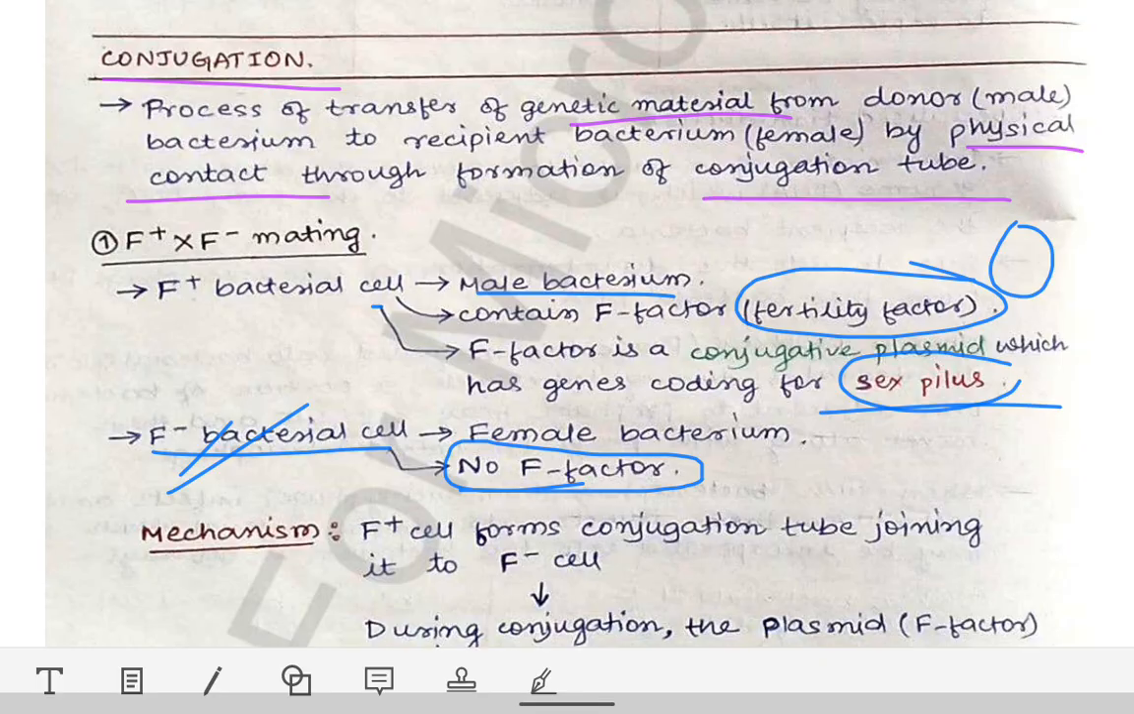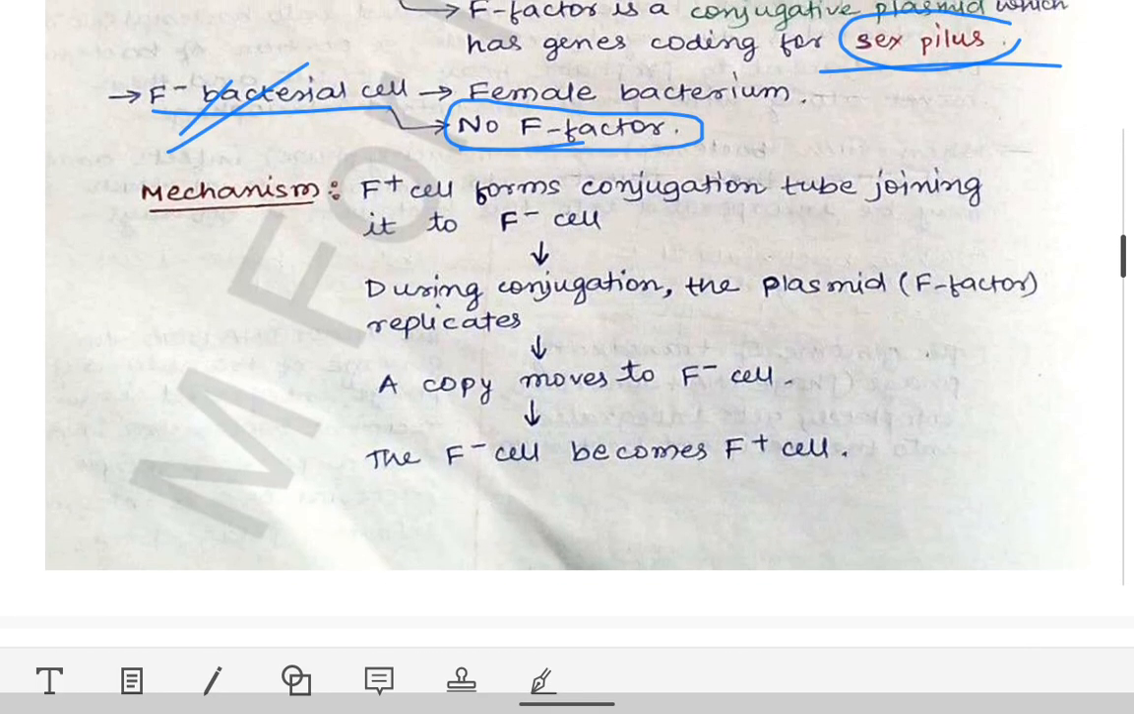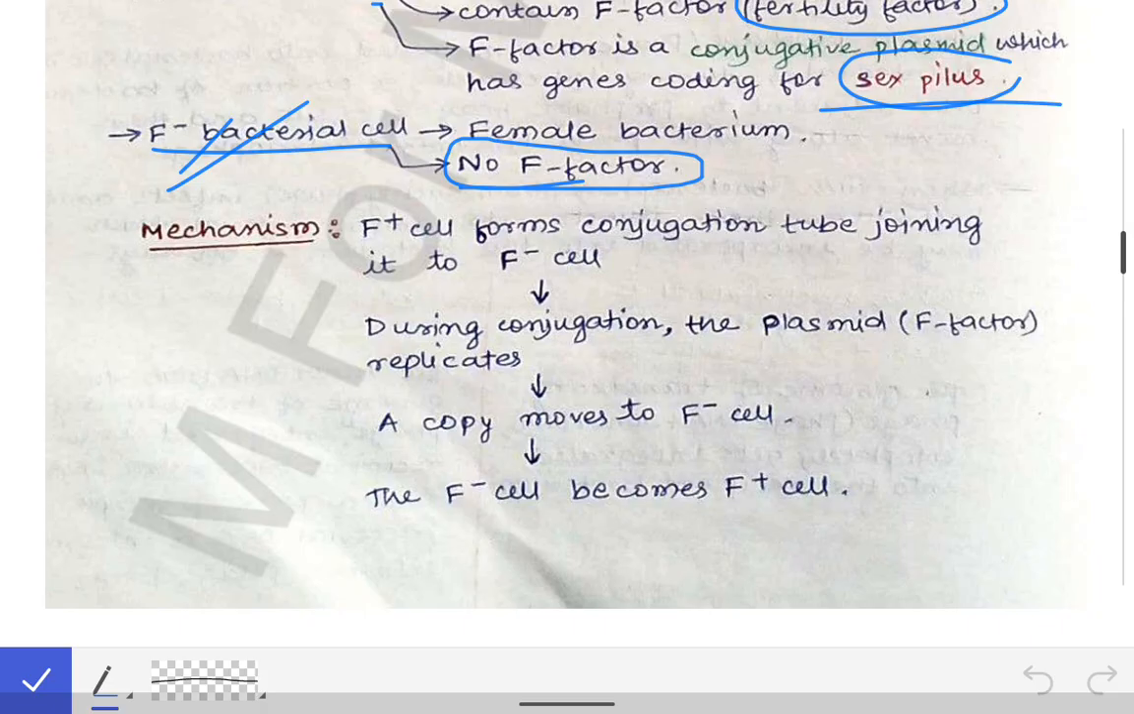So let's see the mechanism of F plus and F minus mating. What happens is that when an F plus cell comes in contact with an F minus cell, a conjugation tube forms between them via the sex pilus of the F plus cell. Due to the formation of that conjugation tube, the F plasmid, otherwise called the F factor, starts replicating. Once it starts replicating, a copy of the F factor moves to the F minus cell, and as a result the F minus cell becomes an F plus cell.